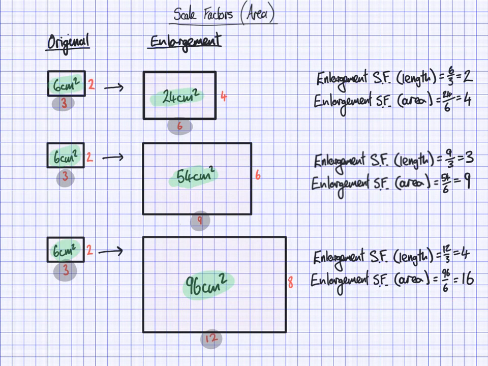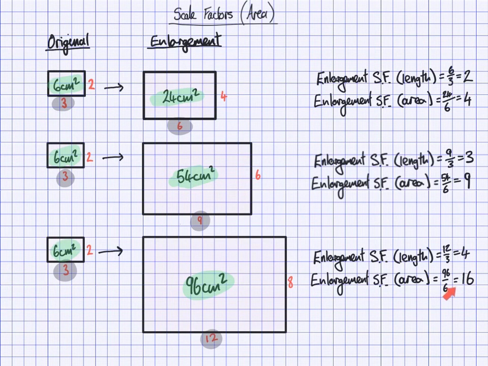So what we now have, as we look down the side, we have the enlargement scale factor for length and the enlargement scale factor for area, and we have it for each of these three enlargements that we've done. What we really want to do is see if we can spot what the relationship between the enlargement scale factor for length is and the enlargement scale factor for area. So we're looking for the relationship here between the number 2 and 4, the relationship between the number 3 and 9, and the relationship between the number 4 and 16.